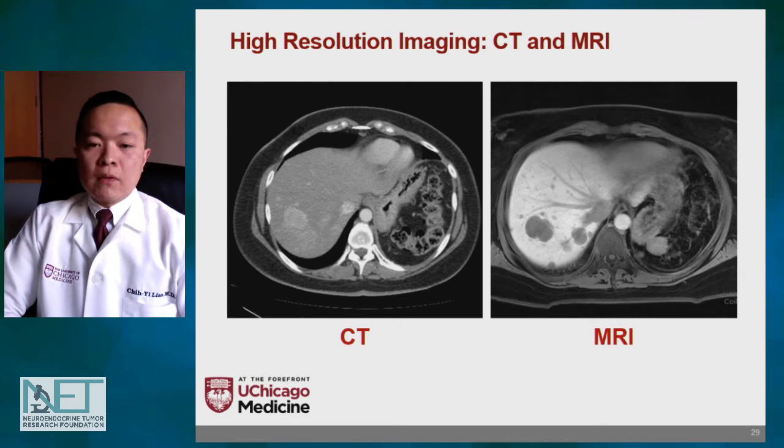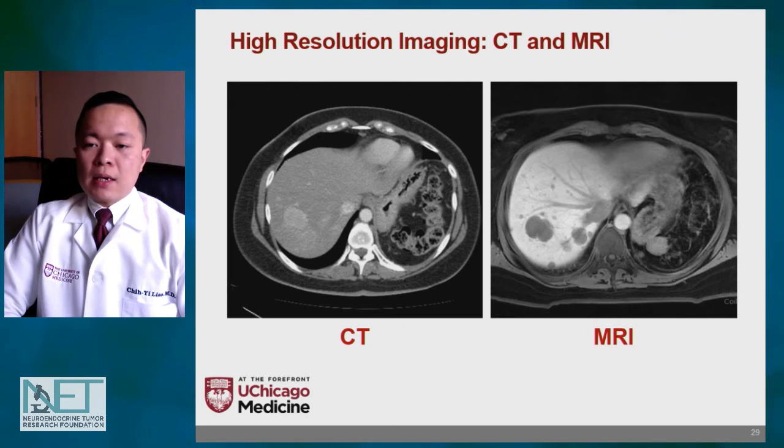You can see on the left-hand side of the picture is an example of a CT scan. And this is a cross-section of the patient's liver. And you can see that there are areas that appear lighter than the background. Those are the liver tumors.